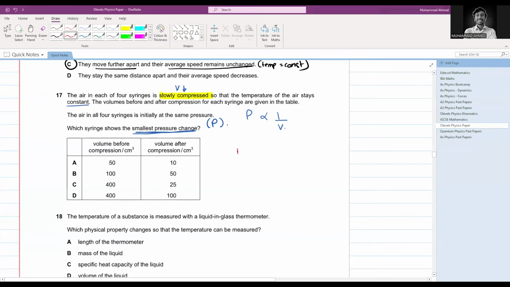How will you do that? P1 V1 is equal to P2 V2. Perfect. Let's do it for option number A. What is pressure 1? P. What is volume 1? 50.